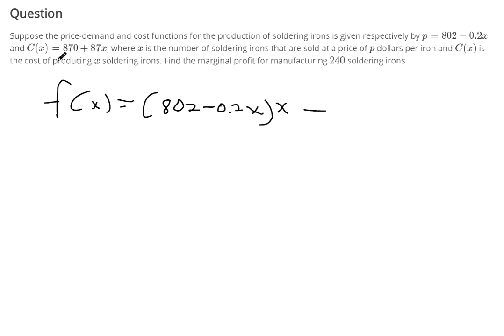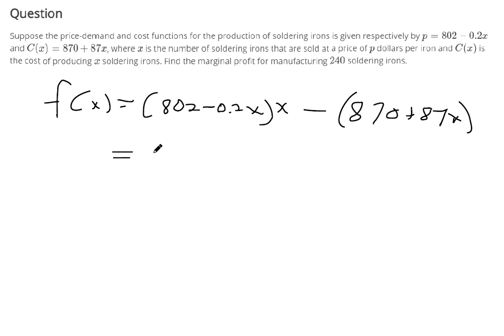And then C is the cost of producing x soldering irons. So we don't need to multiply the C function by x because this is the cost of producing however many soldering irons you're talking about. So C, I need to protect in parentheses because I'm subtracting the whole cost. I'm subtracting 870 plus 87x. And this represents our profit.